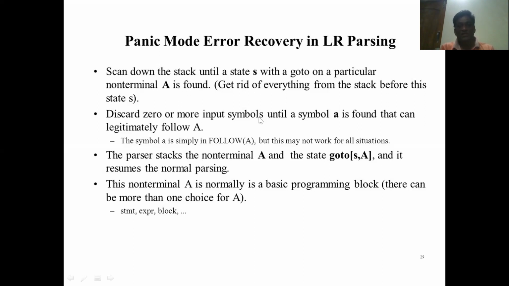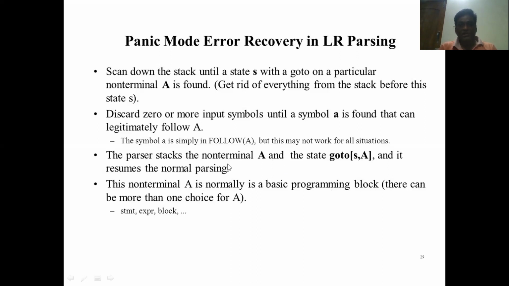So what it does is, it simply removes the token where the error is found, and continues with the next token. That is what I explained in the previous slide. This variable capital A is generally going to be any basic programming block. That means it may be a statement, or expression, or block, or anything like that.